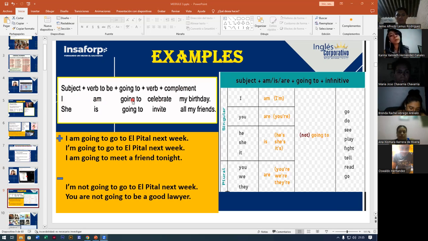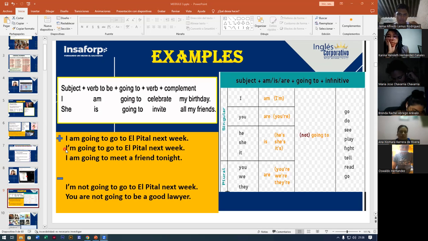I am going to celebrate my birthday. She is going to invite all my friends. In affirmative form, we can use I am going to go to El Pital next week. So this is a plan that I have. Look at that here. We have subject, verb to be, going to, the base form of the verb, the rest is a complement. But this is the complete manner.